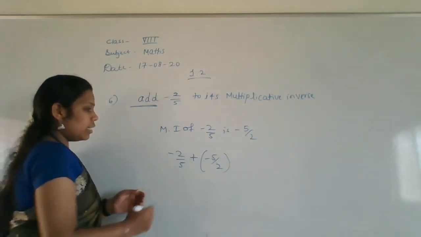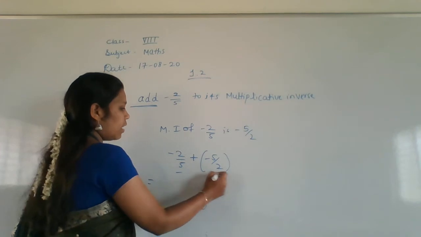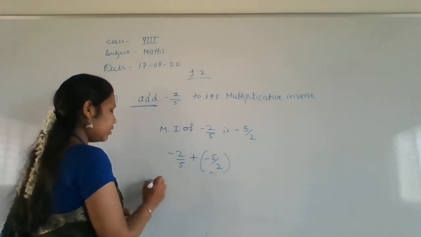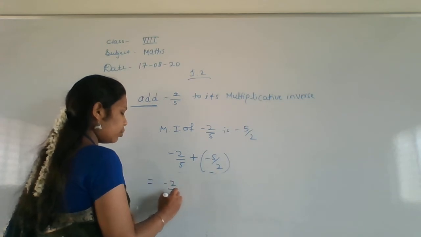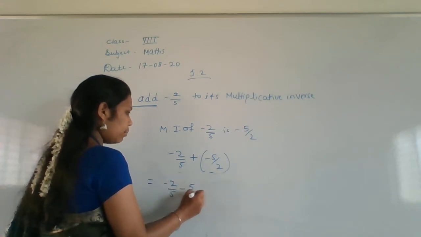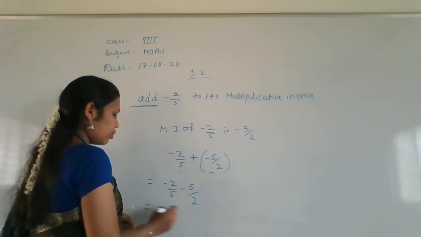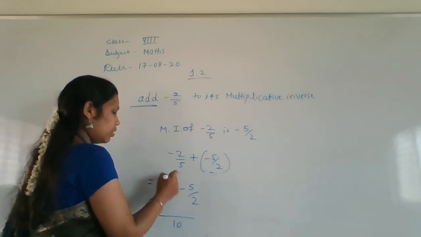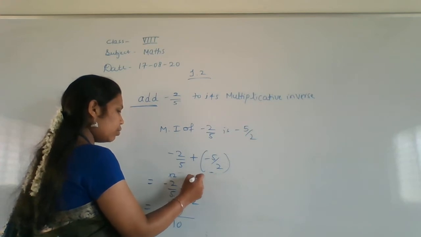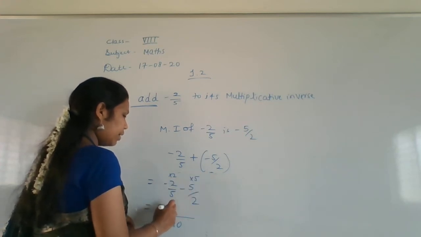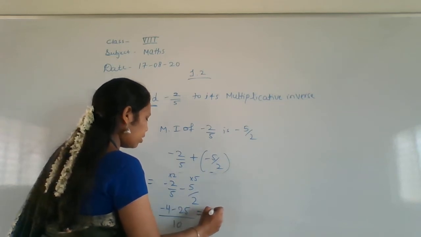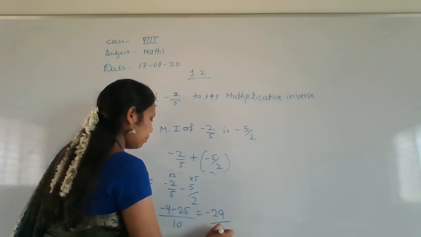Okay? So here we are adding, and we first open this bracket: minus 2 by 5 and minus 5 by 2. What is the LCM of 5 and 2? That is 10. Here 5 2s are 10, here 2 5s are 10. That is minus 4 minus 25. So the answer will be minus 29 by 10.